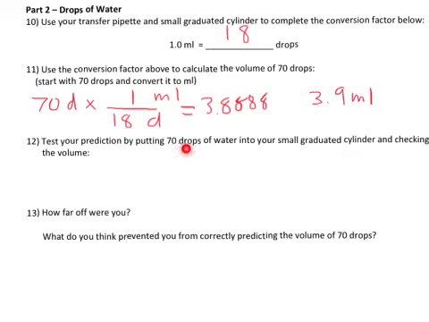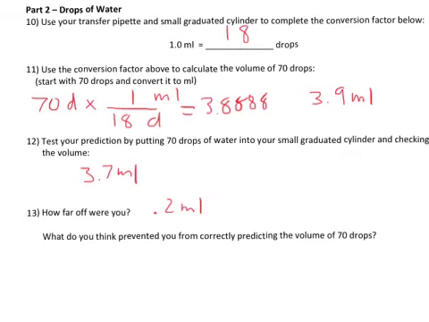So the next thing is I actually measure what it was, and let's just say when I did that, I came up with 3.7 milliliters. And then, for question 13, how far off was I? Well, if I measured 3.7 and I predicted 3.9, that means I'd be off by 0.2 milliliters. I just want you to see how close you got. I think it's kind of interesting.